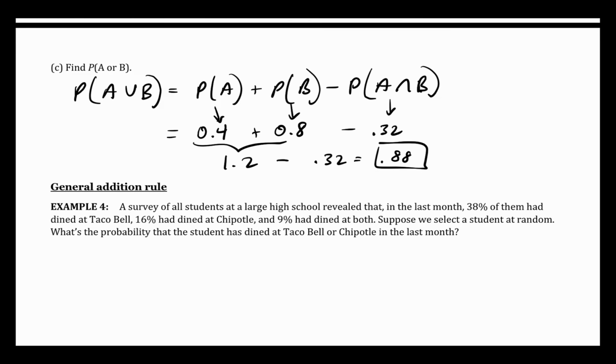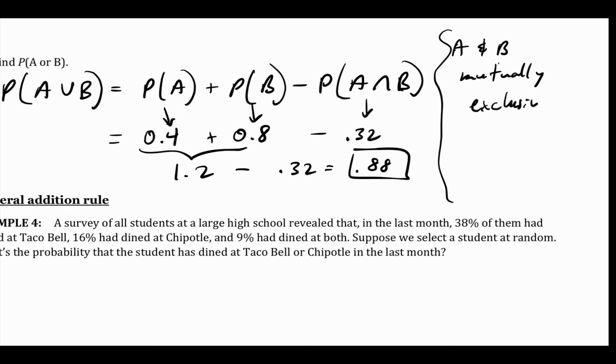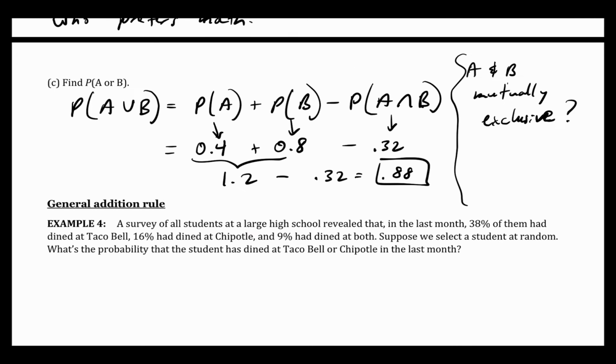Here's my next question. They didn't ask, but are A and B mutually exclusive? No. In some cases they are. So it's either going to be yes or no. It has to be yes or no. So what does mutually exclusive mean again? Can't happen at the same time.